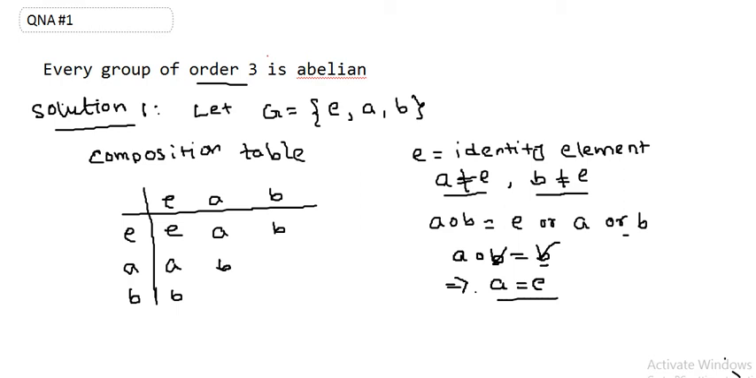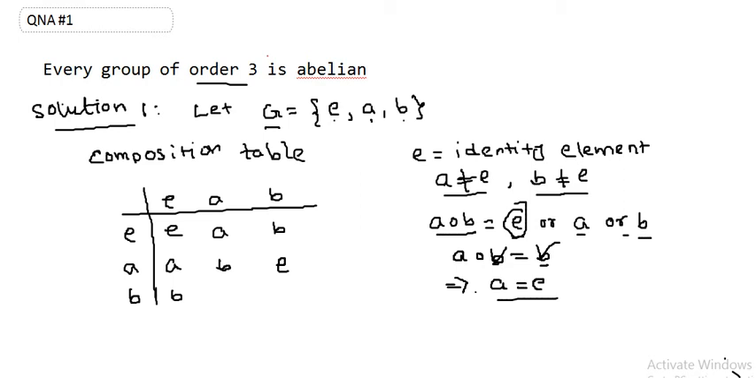So you can see that A compose B cannot be equal to A, and also it cannot be equal to B. The only possibility left for us is E. Why the only possibility? Because A compose B must be an element of the group G. So either it has to be E or A or B, and we see that it cannot be A, it cannot be B. So the only value for A compose B is E.